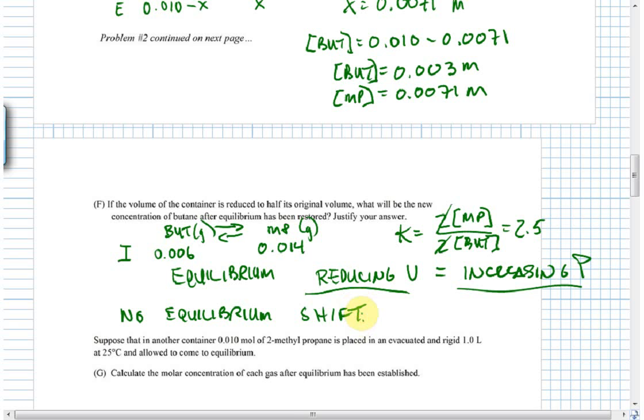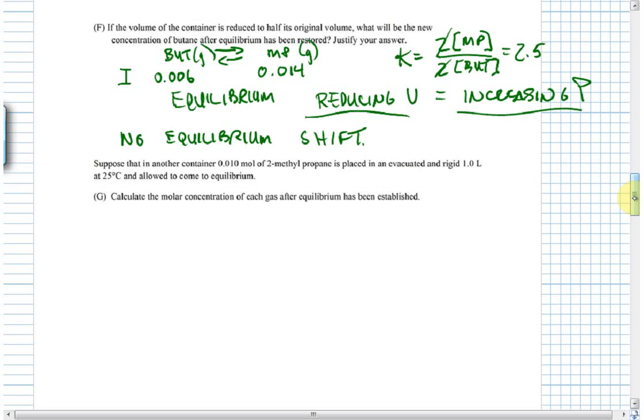All right? And the reason for that is I have the same number of moles on the reactant side as I have on the product side. All right. Now, suppose we start with another system. Suppose I start all over again. I've got my butane going to equilibrium with the methyl propane. But now I'm going to start initially with 0 butane and 0.010 molar methyl propane. Now I know the reaction has to go to the left.